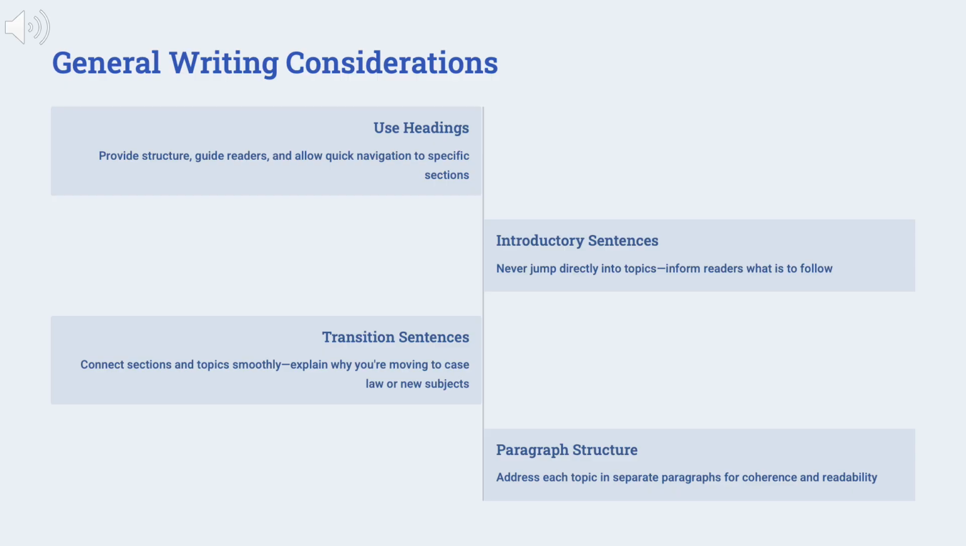They signal transitions between major analytical units and allow the busy attorney to locate a particular section without reading through the entire document sequentially. The second consideration is the use of introductory sentences. No section or subsection of the memo should begin abruptly with substantive content. Each topic should be introduced with a sentence or two that tells the reader what is to follow.